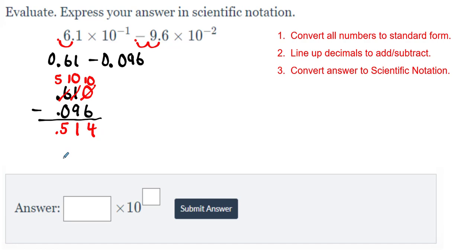Then to convert this back to scientific, it's going to be 5.14 times 10. And then all I would have to do to move it back would be 1 time to the left. And when I move it to the left, that's going to give me my -1. So 5.14 times 10 to the power of -1. There you have it. Convert to standard form, line up the decimals to add and subtract, and then convert to scientific notation. Hopefully you found this helpful.